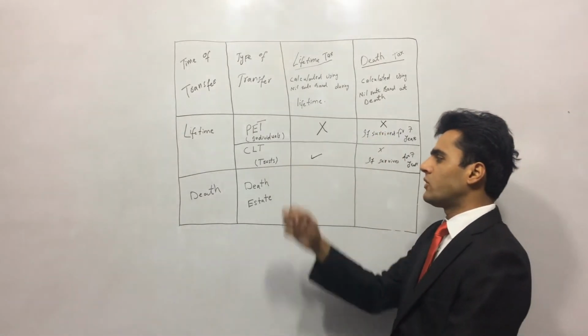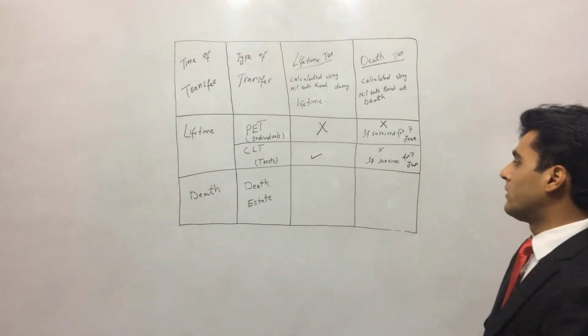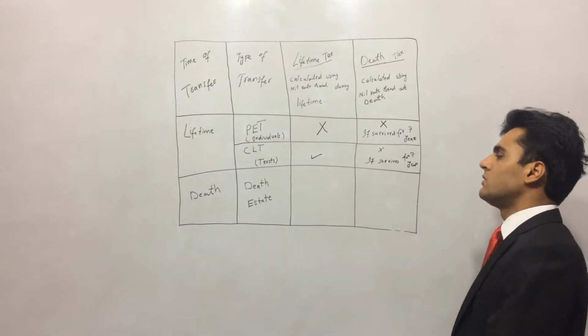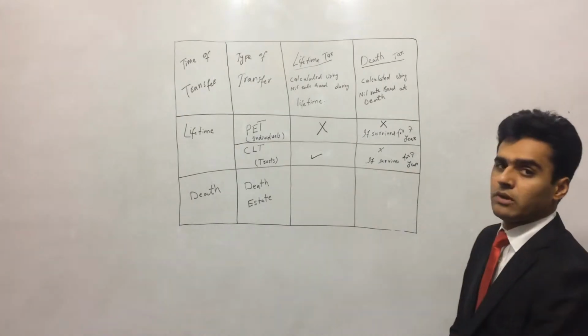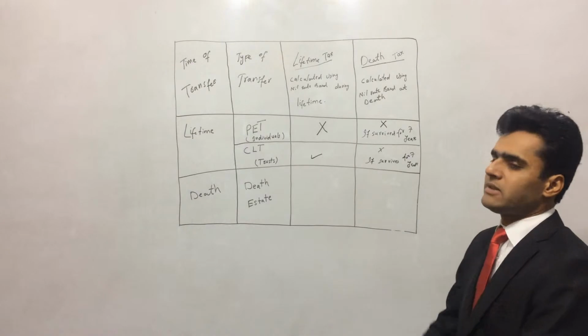As far as chargeable lifetime transfer is concerned, we have to pay lifetime tax on that, but if we survive for 7 years, then we'll not have to pay any lifetime tax on that either. Right? Then comes the death tax.